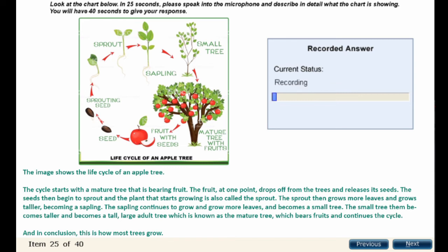The image shows the life cycle of an apple tree. The cycle starts with a mature tree that is bearing fruit. The fruit at one point drops off from the tree and releases its seeds. The seeds then begin to sprout, and the plant that starts growing is called the sprout.